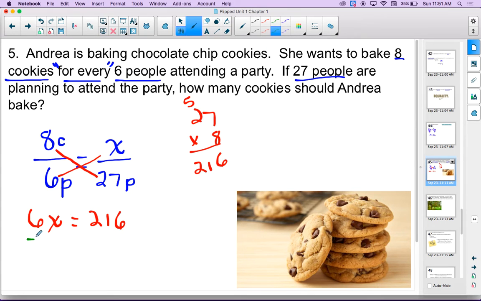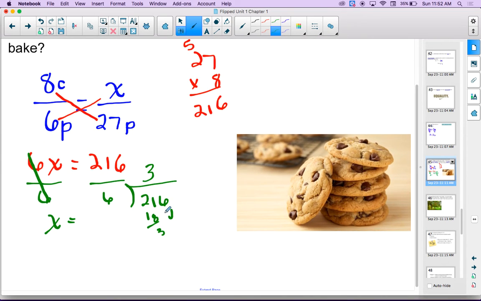I want to get my x all by itself, so I have to divide both sides by 6. That leaves me with an x all alone. That's what I want. Don't forget to bring down your equal sign. And 216 divided by 6, we can show really fast right here. 6 goes into 21 3 times. 6 times 3 is 18. Running out of room here. When I bring down my 6, I get 36, and 6 goes into 36 6 times.